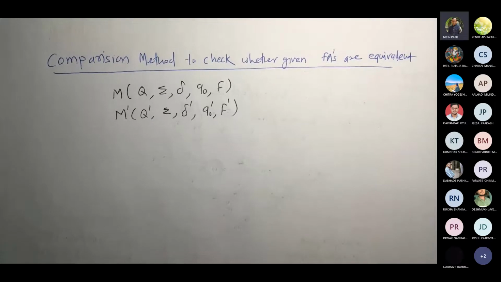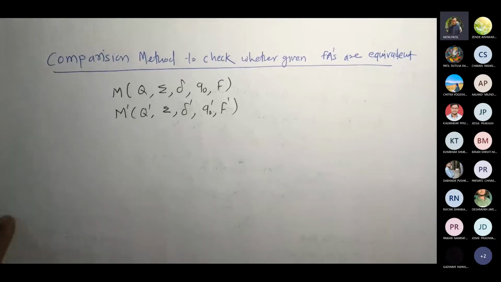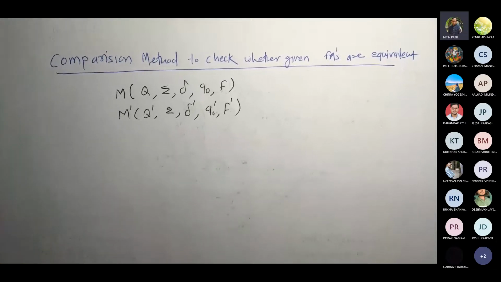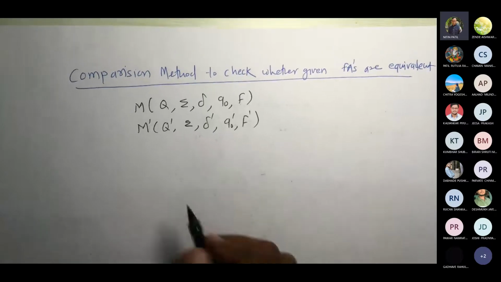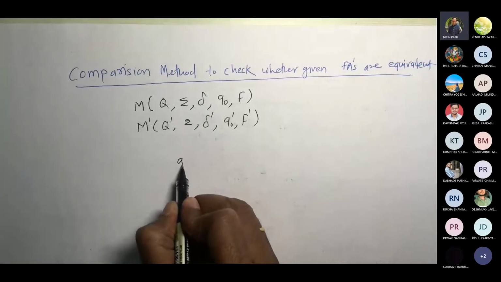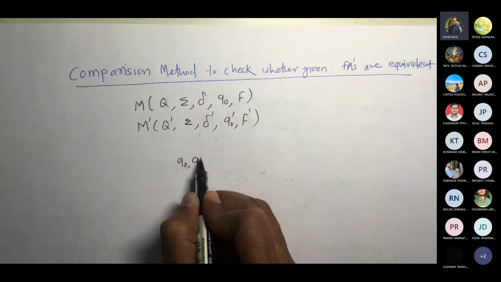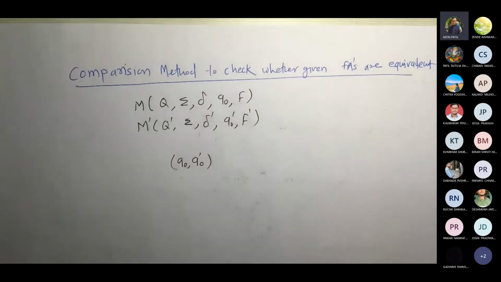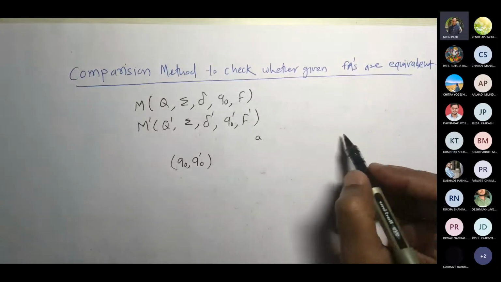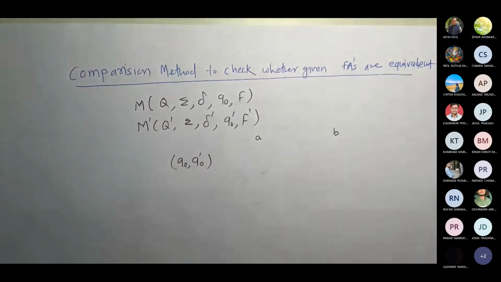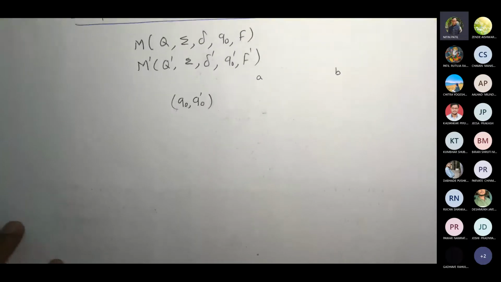Now what you have to do is construct a comparison table. How should that comparison table be? You start with the initial states. It would be like a transition table only: Q0, Q0 dash. Now, whatever your inputs are, you write them here. Let me take a small example so that it is clear to you.